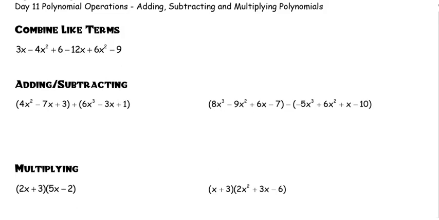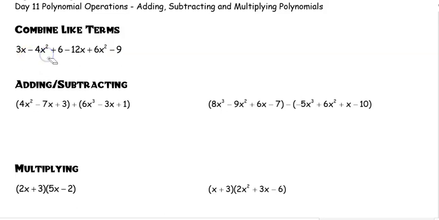We are looking at polynomial operations today: adding, subtracting, and multiplying our different polynomials. Polynomials isn't a set degree. It could be any equation of any degree. We're going to start by reviewing combining like terms. In order to be like terms, we need the same variable and the same exponent. We write our answers in descending order, so the highest exponent to the lowest exponent.